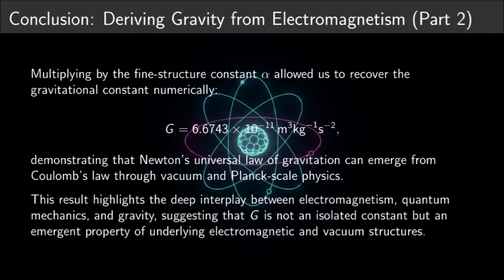Multiplying by the fine structure constant alpha allowed us to recover the gravitational constant numerically. G equals 6.6743 times 10 to the minus 11 in meters cubed per kilogram per second squared. This demonstrates that Newton's universal law of gravitation can emerge from Coulomb's law through vacuum and Planck-scale physics. This result highlights the deep interplay between electromagnetism, quantum mechanics, and gravity, suggesting that G is not an isolated constant, but an emergent property of underlying electromagnetic and vacuum structures.